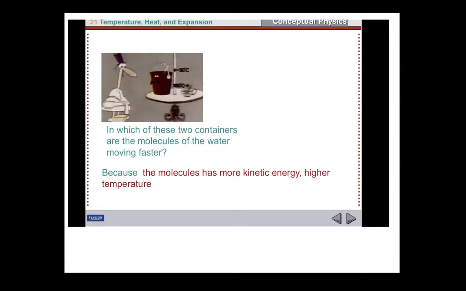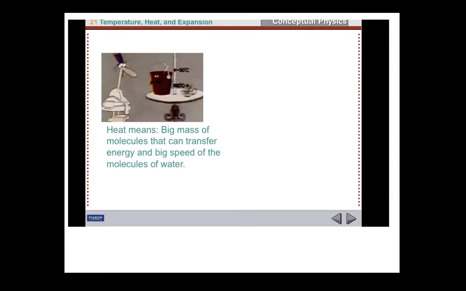Now after the video, okay, in which of those 2 containers are the molecules of the water moving faster? We know that that is going to be in the cup. Because the molecules have more kinetic energy, higher temperature. Heat means big mass of molecules that can transfer energy and big speed of the molecules of water.